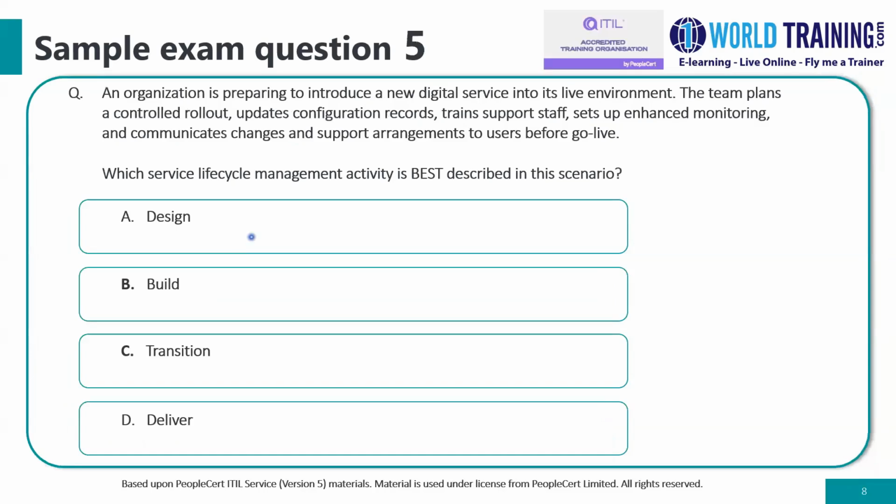Question number 5. An organization is preparing to introduce a new digital service into its live environment. The team plans a controlled rollout, updates configuration records, trains support staff, sets up enhanced monitoring, and communicates changes and support arrangements to users before go live. Which service lifecycle management activity is best described in this scenario? A. Design. B. Build. C. Transition. D. Deliver.